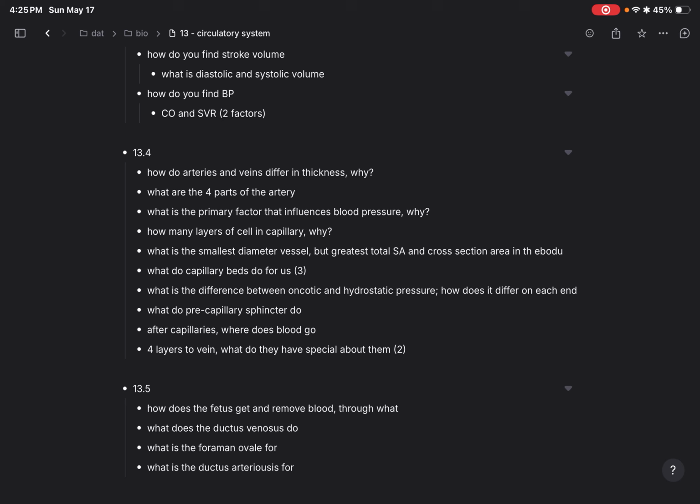Okay, what's the primary factor that influences blood pressure? It's the diameter. Vessel diameter. It's the systemic vascular resistance due to vessel diameter.